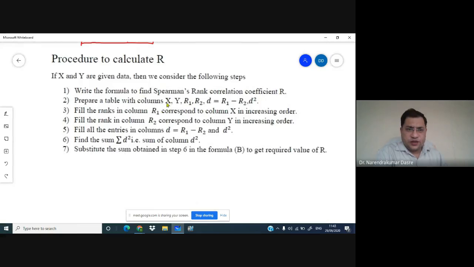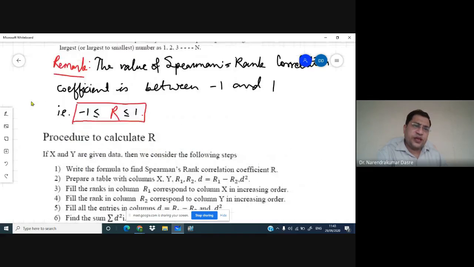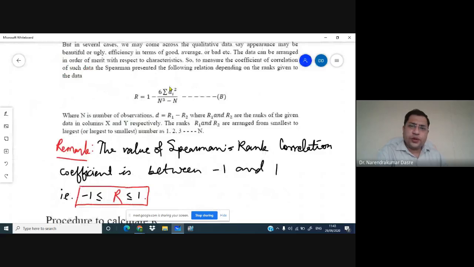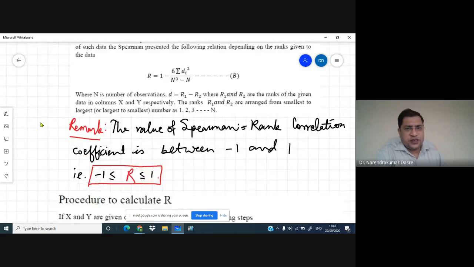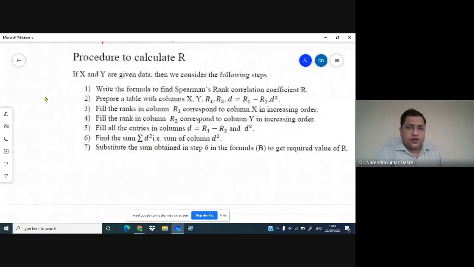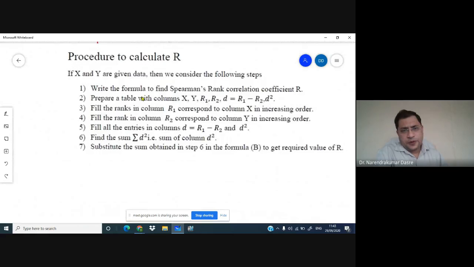The X and Y columns are given to us. So we have to write R1. R1 is the rank of X. And R2. R2 is the rank of Y. And then we have to consider the difference between these two ranks. So R1 minus R2. And once you know this difference, then we have to square that difference. So we are interested in the square of the difference. You can see the formula. We want only the square of these differences. And n is known to us. n is the number of observations.